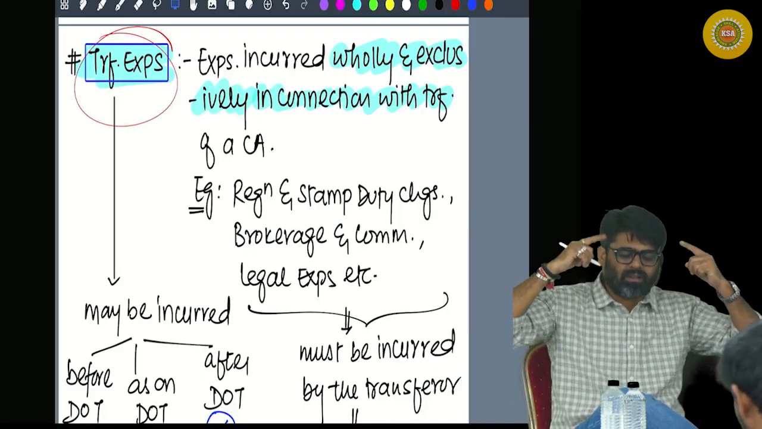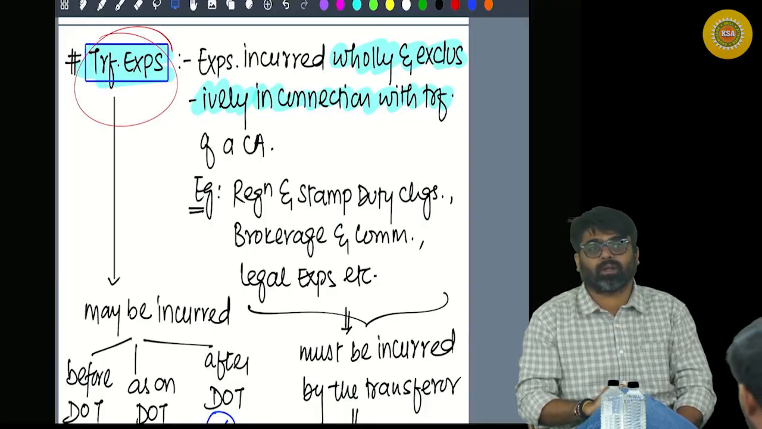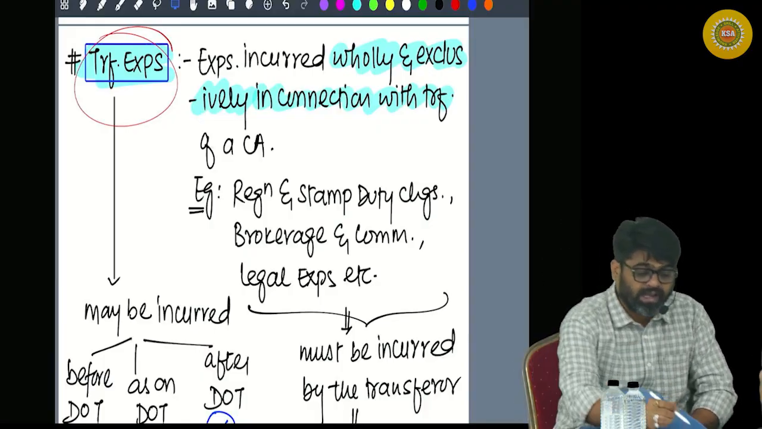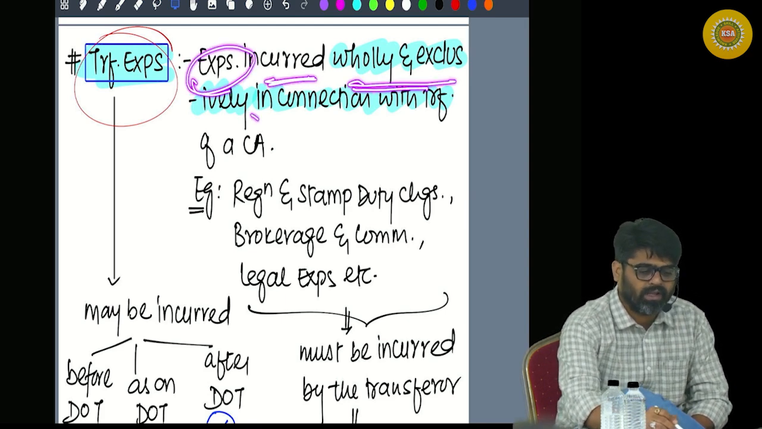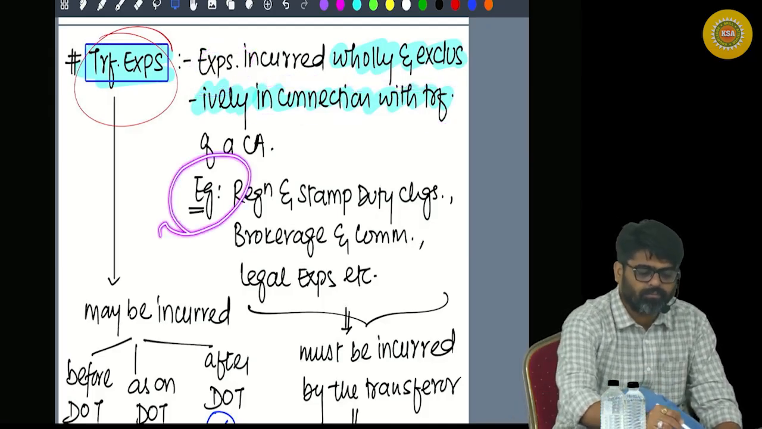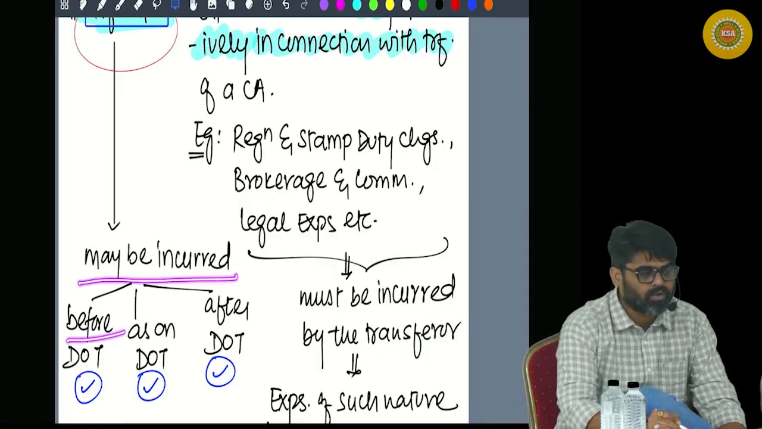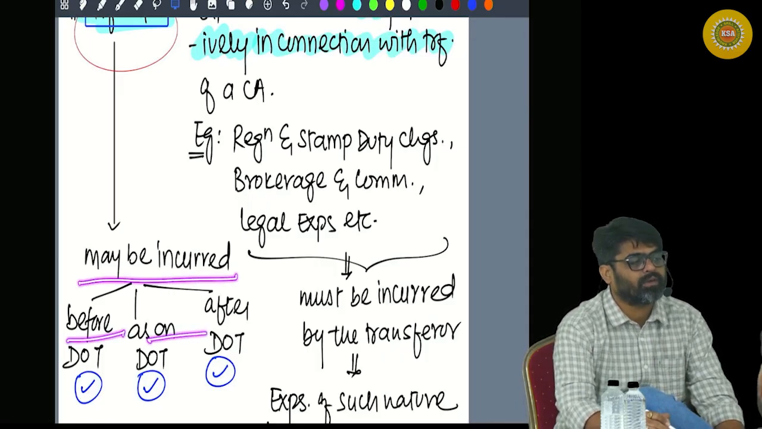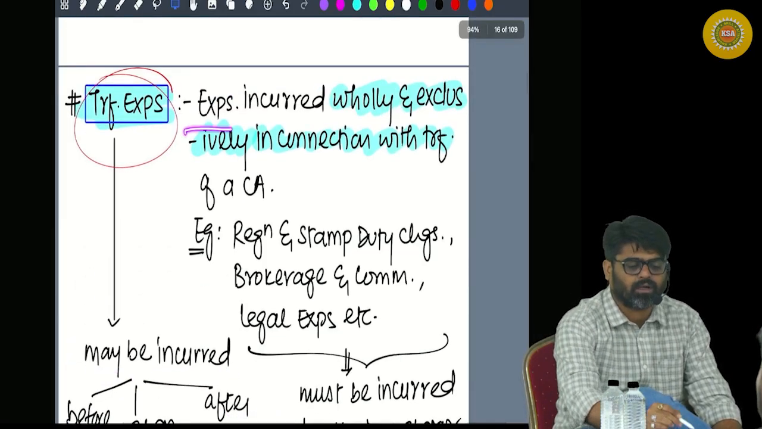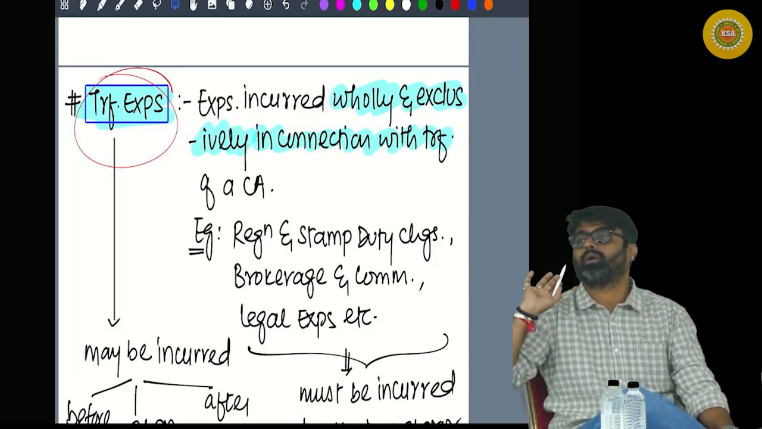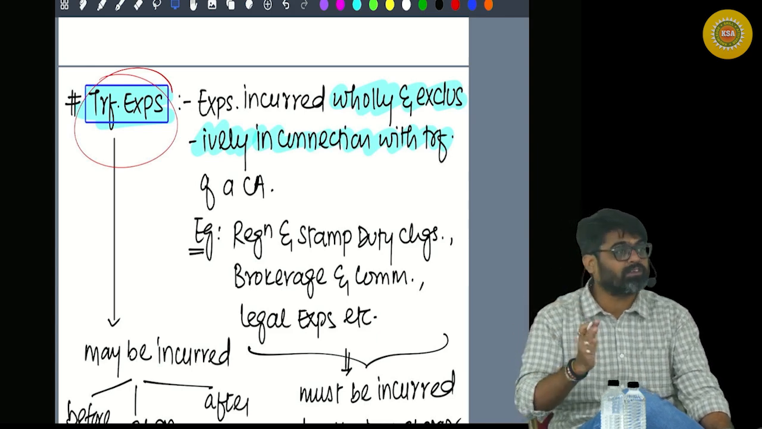Remember the format. From that full value of consideration you are supposed to reduce transfer expense. So what will be your transfer expense? Transferor, what will be your transfer expense? Any expense which you have incurred wholly and exclusively in connection with the transfer, and few examples I have given. Yes or no? These transfer expenses may be incurred before the date of transfer, as on the date of transfer, or after, it will not make any difference. If the expense is incurred wholly and exclusively for transfer of the capital asset, then no need to see when this expense is incurred.